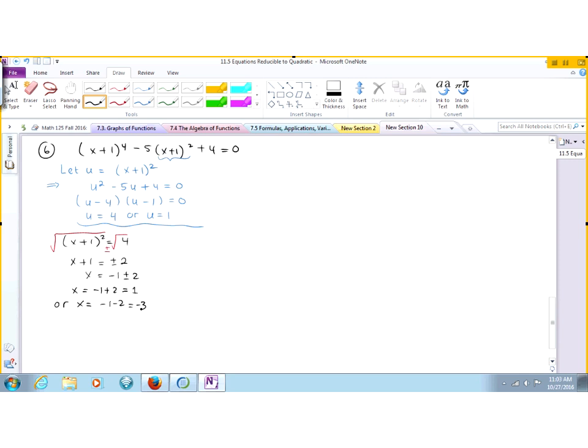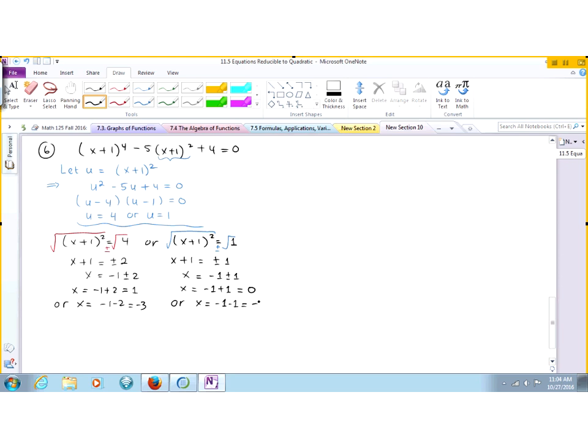What is negative 1 plus 2? 1, and then this is negative 3, right? Okay. What about the other one? X plus 1 squared is equal to 1. Okay, good. Then what? Square root both sides. Okay. So x plus 1 is equal to plus or minus 1. So what is x? Negative 1 plus or minus 1. So x is negative 1 plus 1, or x is negative 1 minus 1.